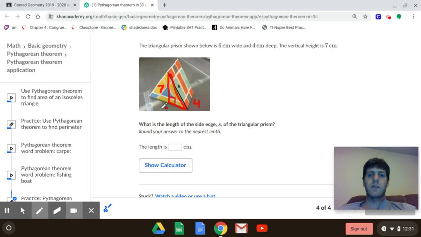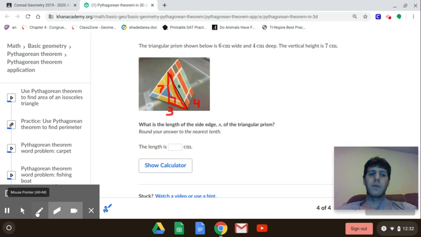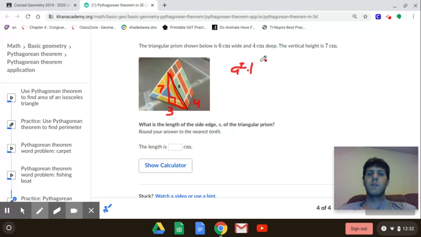Okay, since it's a regular triangular prism, we know that since it's 6 centimeters wide, you can split it in half. So you have 3 and 3. This piece will be 3. This piece will also be 3. So the whole thing will be 6. If we just look back at our isosceles triangle practice for the Pythagorean theorem, we can use our formula: a squared plus b squared equals c squared.